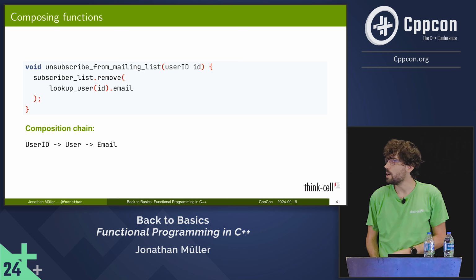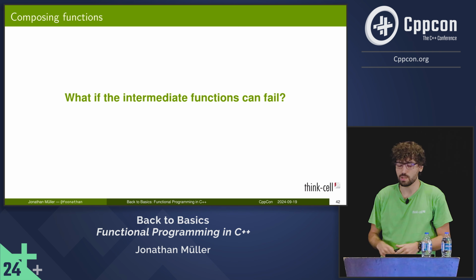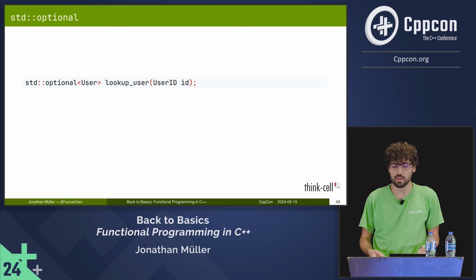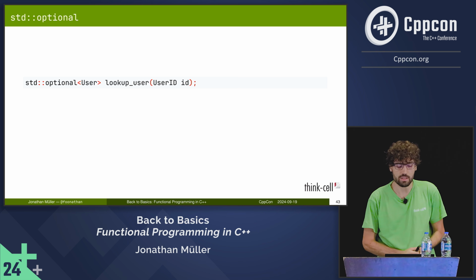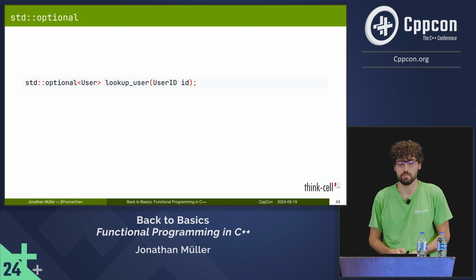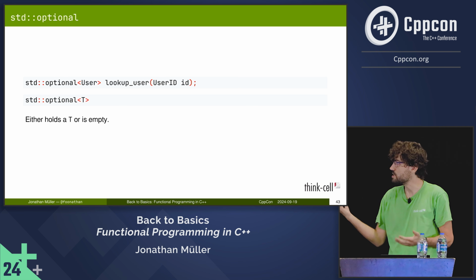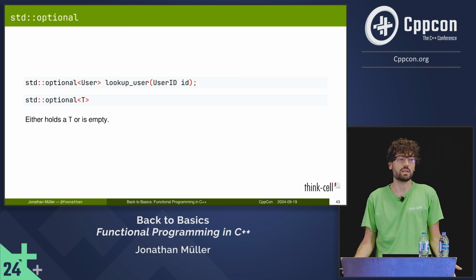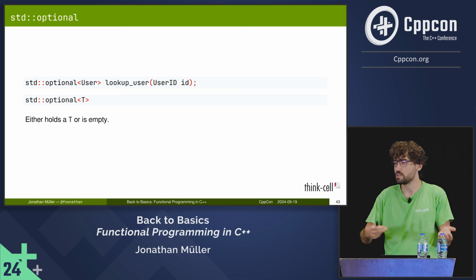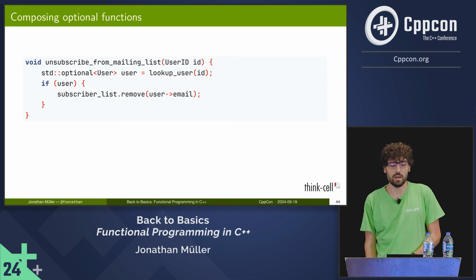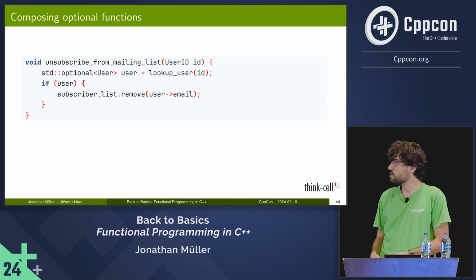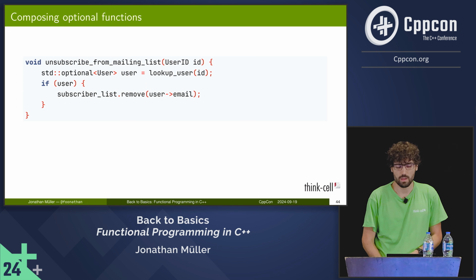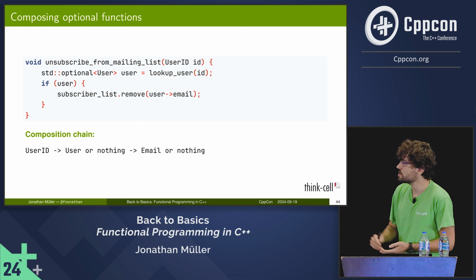Now, of course, the problem here is, what if the intermediate functions can fail? Right? So, for example, what if a user might not necessarily exist? So when we look up the user, we get an optional user. And an optional T either holds a T or is empty, right? So if the user ID is invalid, then we get nothing back. And then we don't have any user, then we also don't have any email. So we need to handle that. So when we look up the user, only if we have a user do we have an email, and then we remove it. And we're still doing some sort of composition here, it's just hidden away.